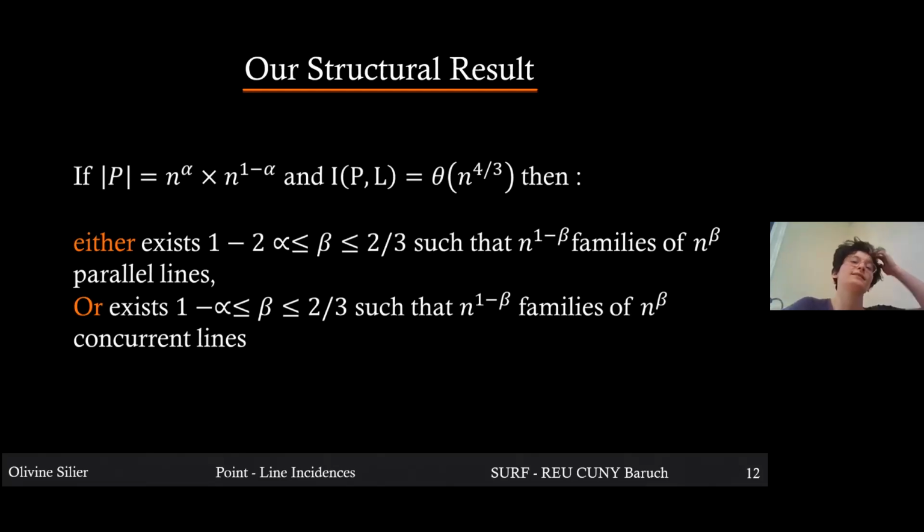So what it says is, if you are in the case where your point set is a Cartesian product, and you are also in the case where you have the maximum number of point line incidences, note that we're still assuming that the number of lines is equal to n as well, then you must be in one of two cases. Either there are many families that each contain many parallel lines, or there are many families that each contain many concurrent lines. So this is a bit more rigorous statement of what we had before in the introduction.